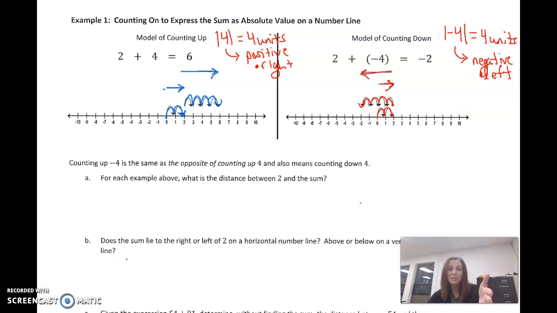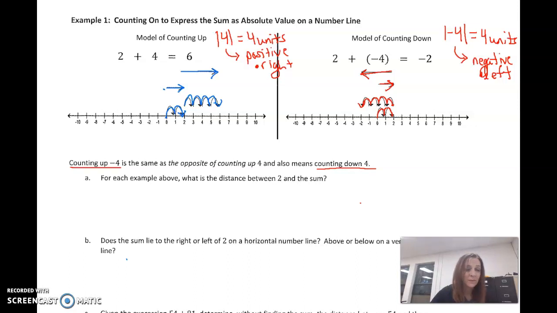This is the model of counting up. Because our second number is positive, we go 4 to the right. This is the model of counting down. Because our second number is negative, we're going to the left. This really wordy statement says counting up -4 is the same as the opposite of counting up 4, which also means counting down 4. What do I take that as? Counting up -4 is the same thing as counting down 4.